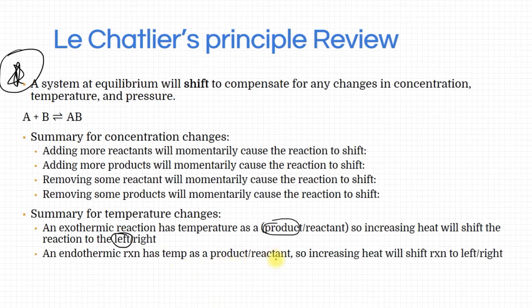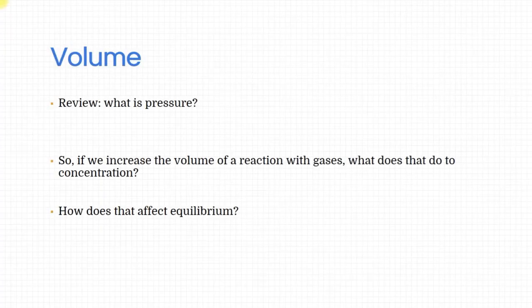An endothermic reaction is going to be the opposite. So it's got heat as a reactant. We have to put it in to make it go. And if I increase the heat, it's going to shift it to the right. Okay, so hopefully you follow that logic. Now the last little bit that we have to learn about Le Chatelier's principle is the idea of volume changes.